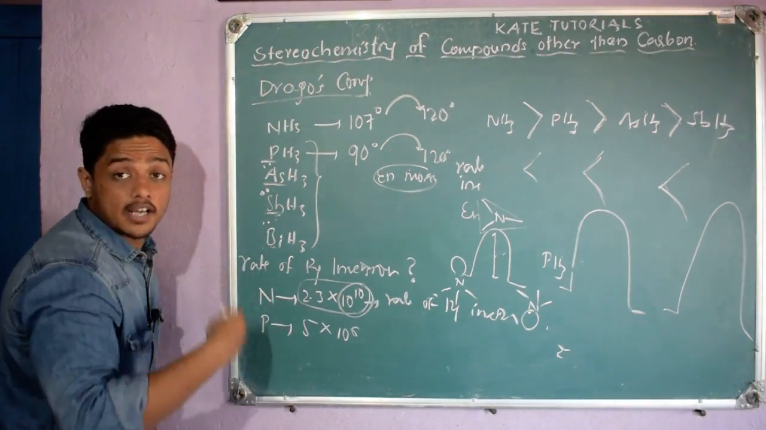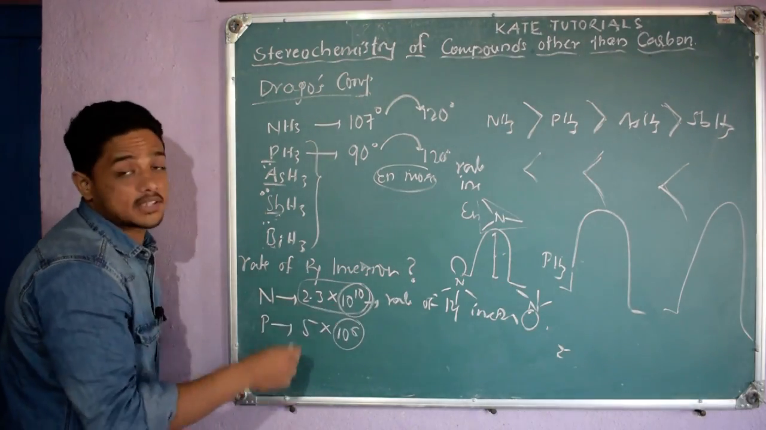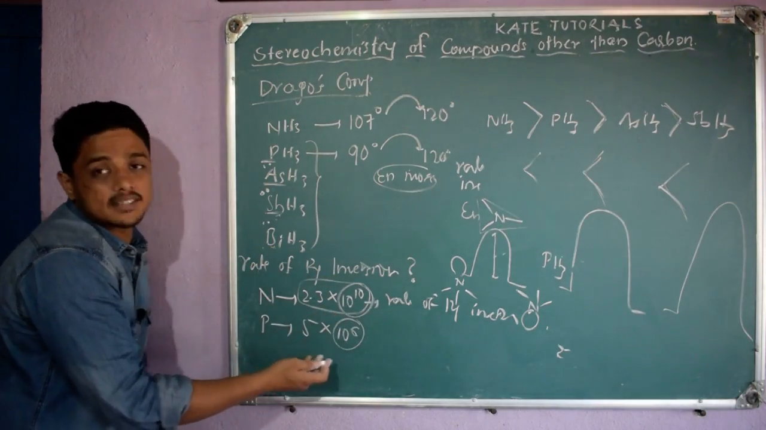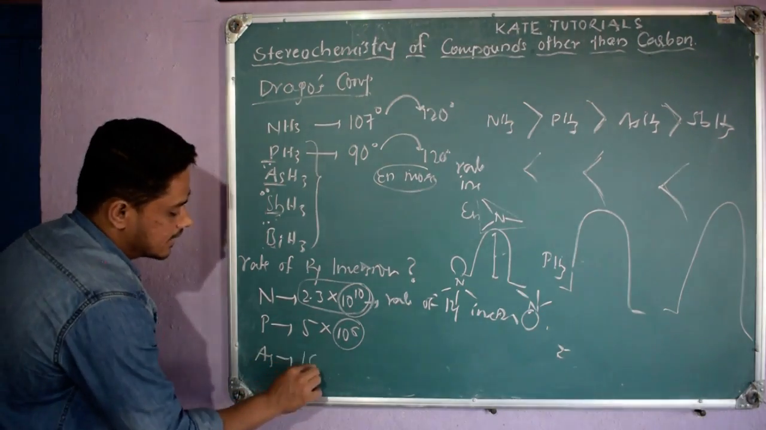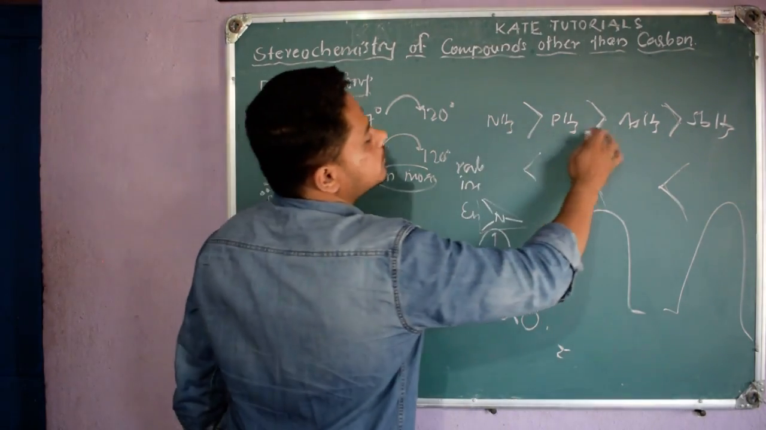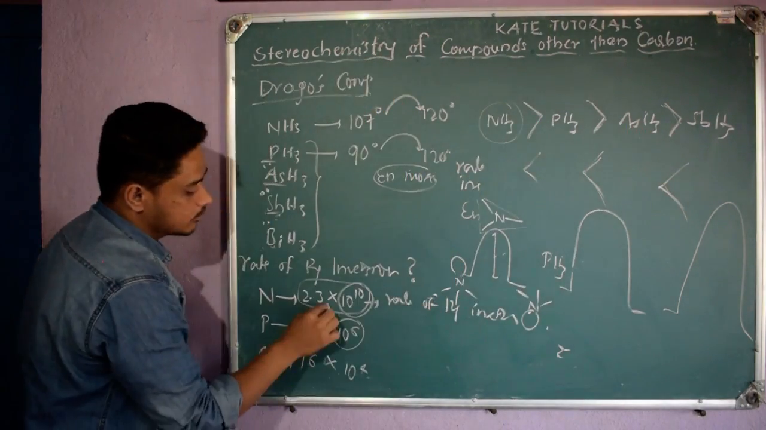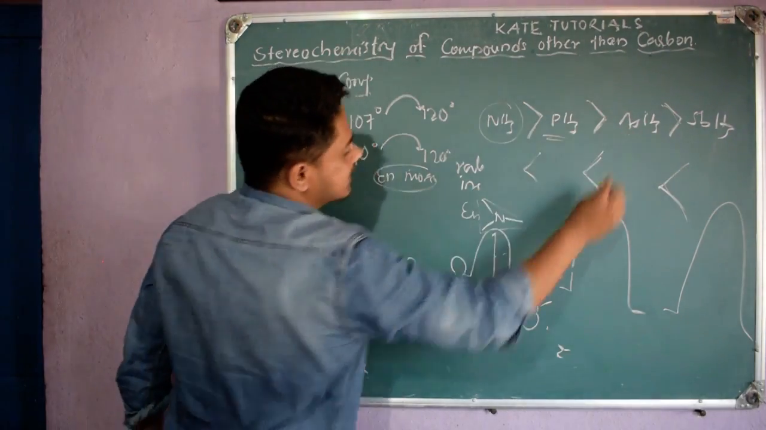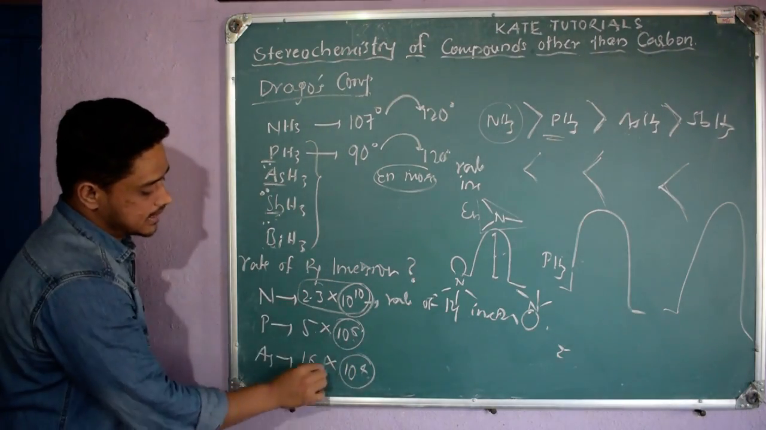It is 10 to the power 10, whereas this is 10 to the power 6. So it is slow, right? Because 10 to the power 10 means so many zeros in front of 1. So it is less. If you compare with arsenic, now you will see it is 16 into 10 to the power 4. See, as we go from nitrogen to phosphorus to arsenic, the rate of inversion is decreasing. The rate of inversion for nitrogen is more compared to phosphorus. It is 5 into 10 to the power 6, right? And for arsenic it is still less. It is 10 to the power 4.